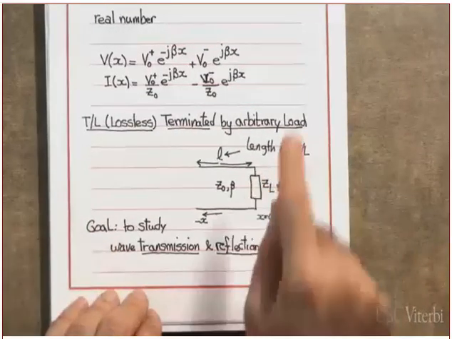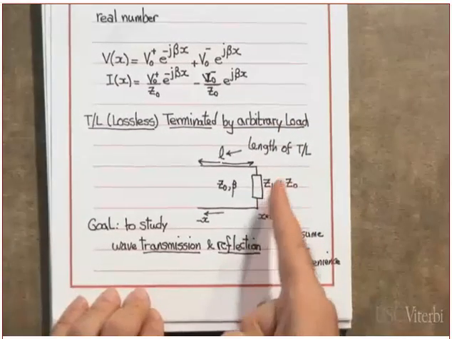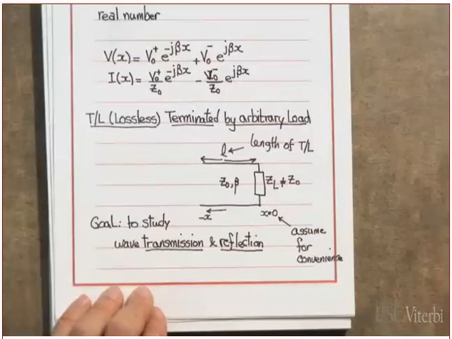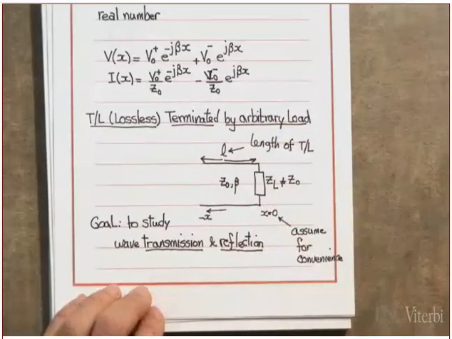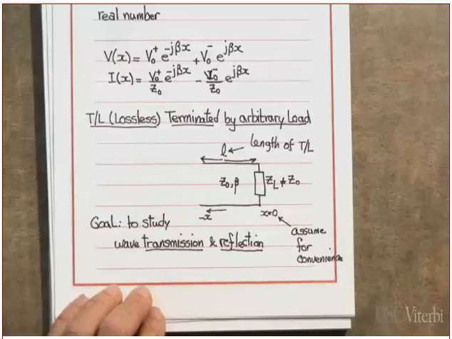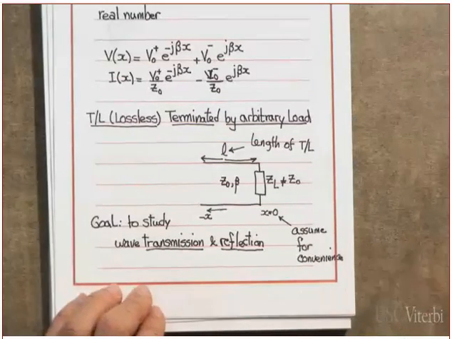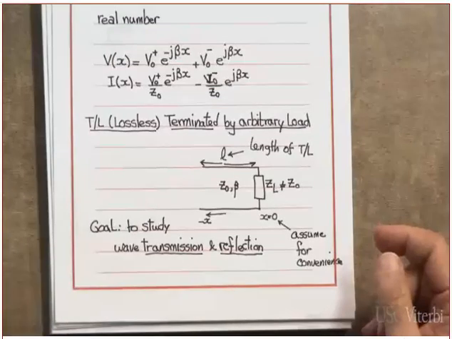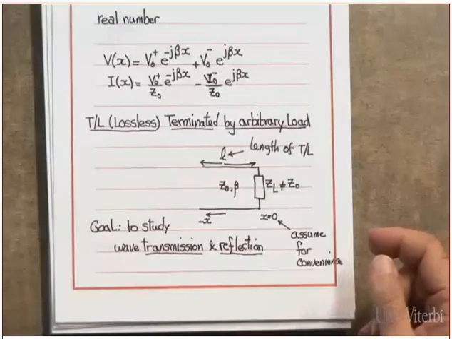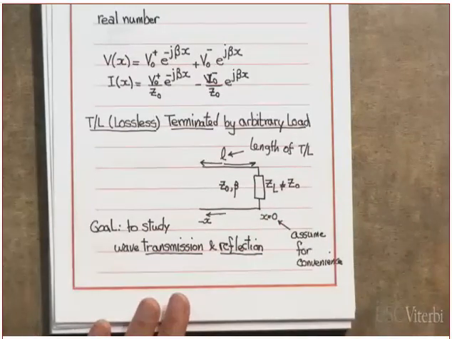Let's concentrate on the load. This is the load, which is ZL. In this example, is it equal to Z0? It's not equal to Z0. If it is equal to Z0, then I say the load is matched to the line. What does that mean? It means there is no reflection on the load side. Clear? Is it possible that there will be a reflection on the generator side or the source side? It is possible. But on the load side, there won't be any reflection.